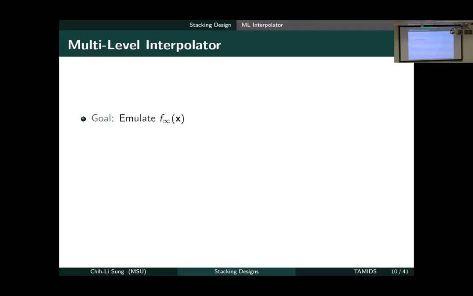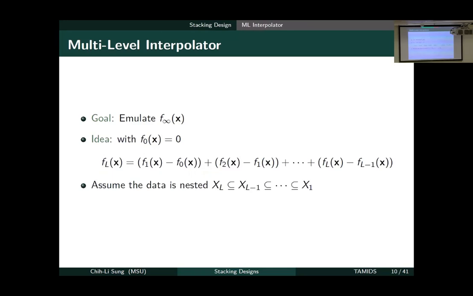But first of all, I need a model to leverage those multi-fidelity simulations. Recall that the objective here is to emulate these 2 solutions. Okay, so the idea is that for this high fidelity simulator, it can be decomposed into those components. Each component represents the difference between these two fidelity simulations, right? So F0 will be 0. So this is just the lowest fidelity simulator, and this is the second fidelity and the first fidelity difference. And we assume the data is nested.